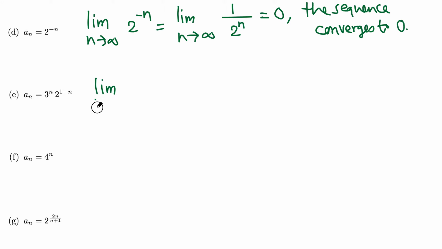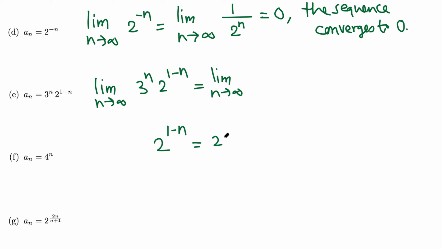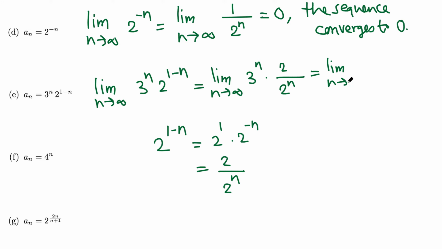Here, let's find the limit of 3^n times 2^(1-n). We need to manipulate these factors first. 2 raised to 1 minus n is the same as 2 raised to 1 times 2 raised to negative n. 2 raised to 1 is 2, and 2 raised to negative n goes to the bottom as 2 raised to positive n. So this is 3^n times 2 over 2^n. Let's simplify further. The 2 we cannot multiply with 3 or anything. We can write 3^n over 2^n as (3/2)^n. In fact, this 2 has nothing to do with n, so we could have pulled it all the way outside.